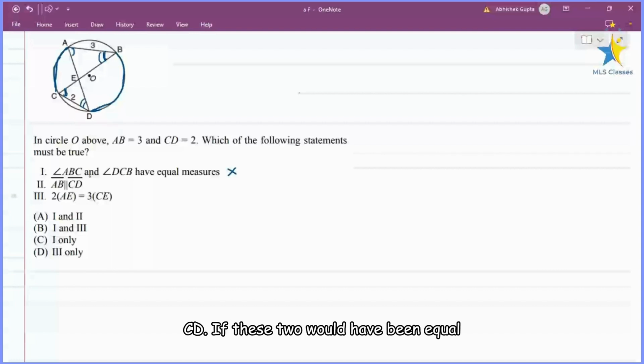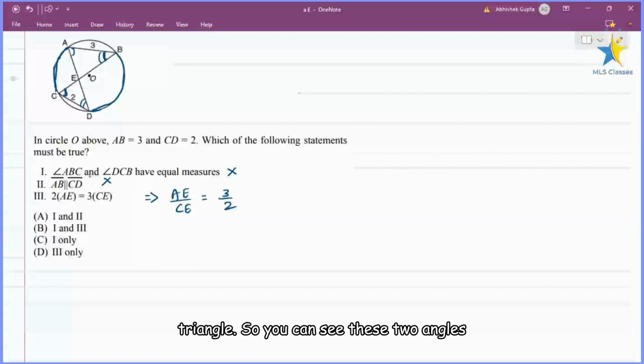If these two would have been equal, that means if our first statement would have been true, then alternate interior angles would have been equal. In that case, they should have been parallel, but here it's not parallel. Now we'll check 2AE is equal to CE. So we will have to check this. We can write this as AE over CE equal to 3 over 2. So we'll have to use similarity of triangles here.